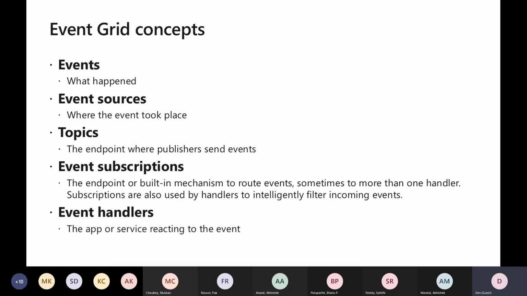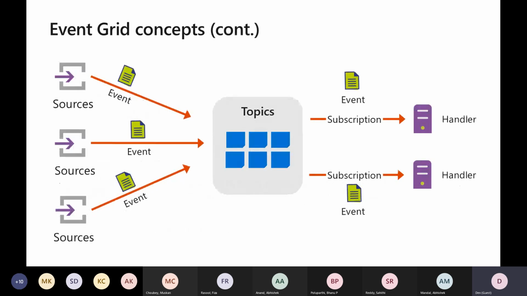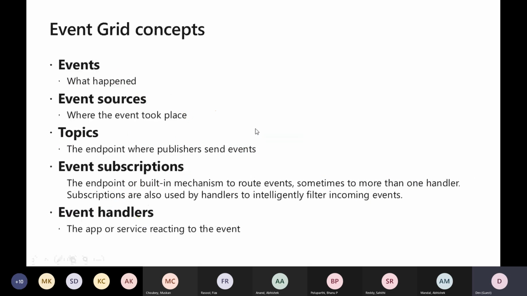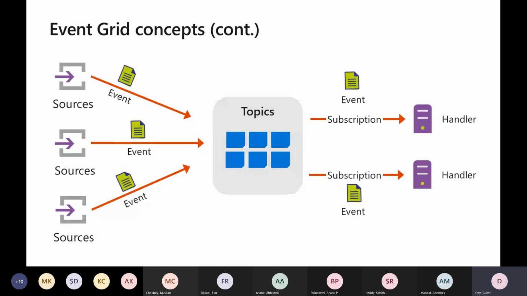These are the concepts: event sources, topics, event subscription, and event handler. These are the sources, from where we are getting the event. Topics: the endpoint where the publisher is sending the request. From here, based on the subscription, the handler takes up the event.